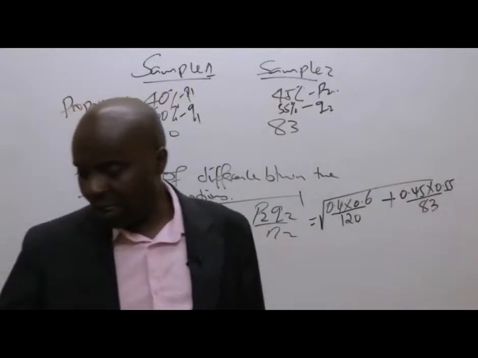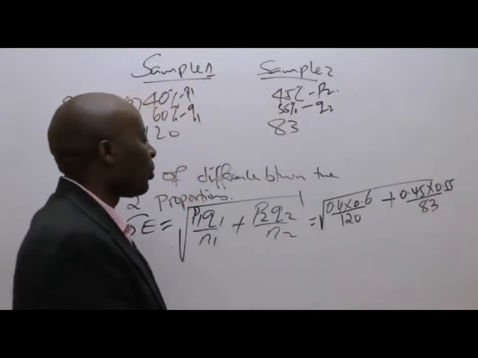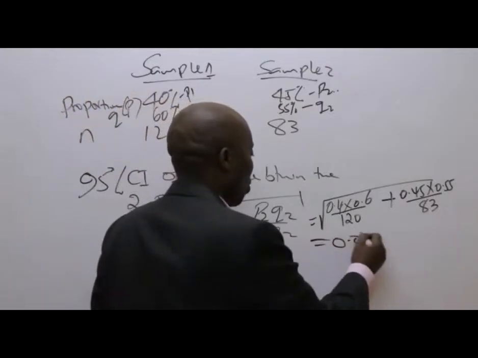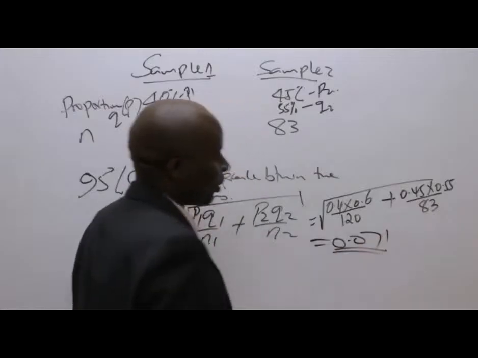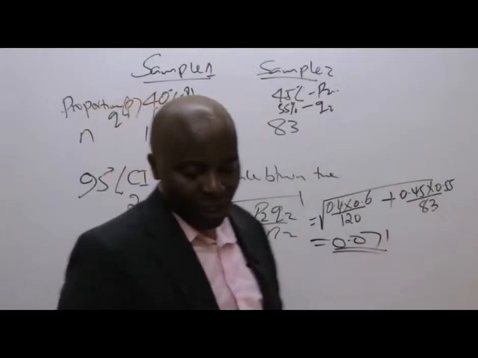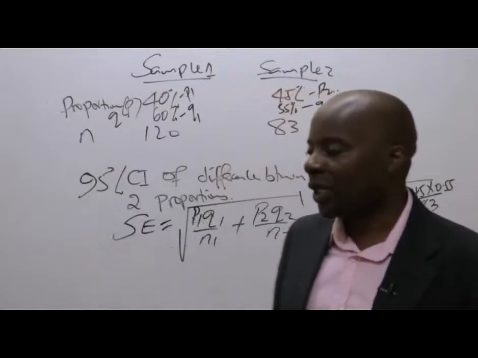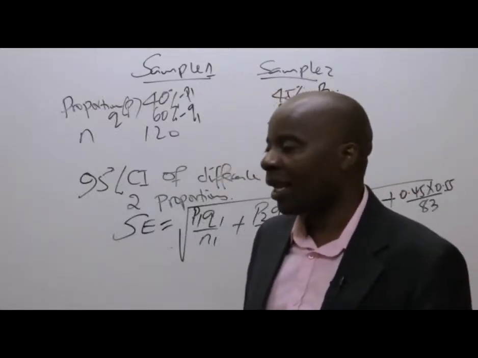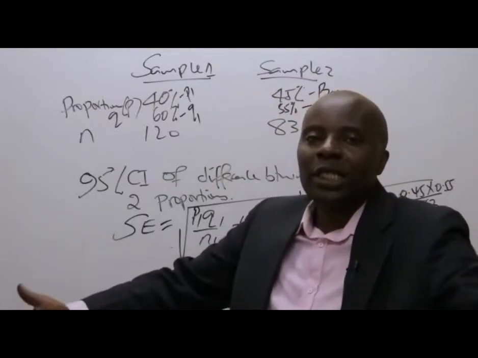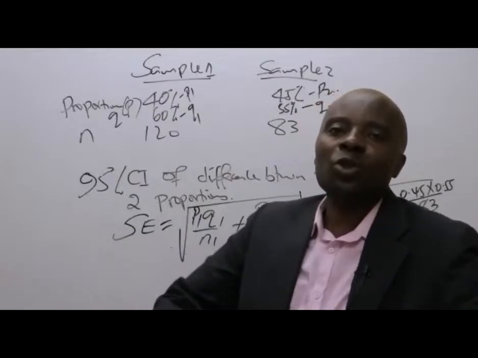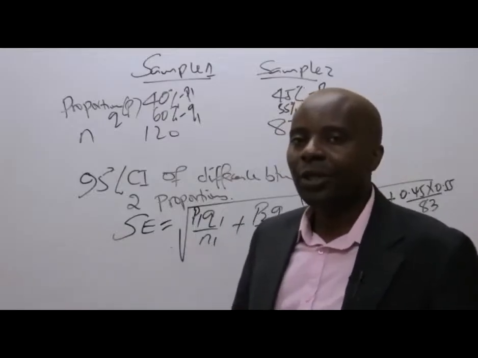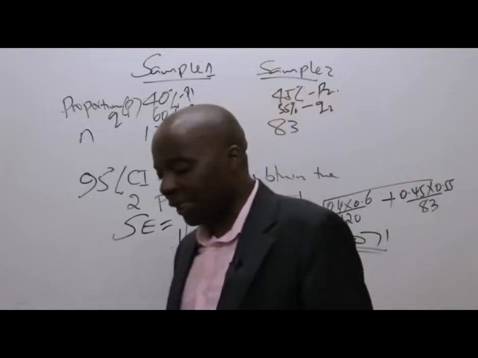Kiprotich, just check that figure. It's supposed to be 0.071. That is my standard error. And once I have the standard error, ladies and gentlemen, the next thing will be about the entry and the Z-score. So how do I get the entry?